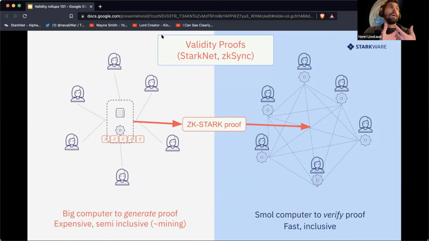ZK rollups are different in the sense that the transactions are executed and a proof is generated, and the proof is validated by Ethereum. So before the state change is taken into account, the proof is verified.